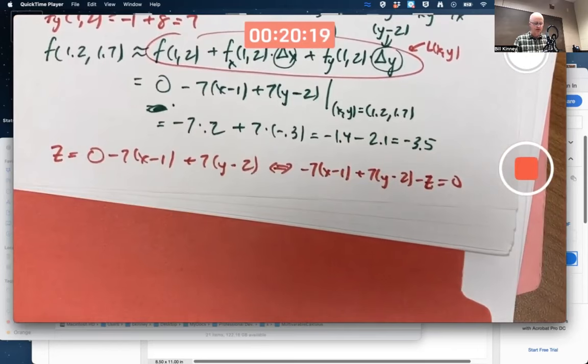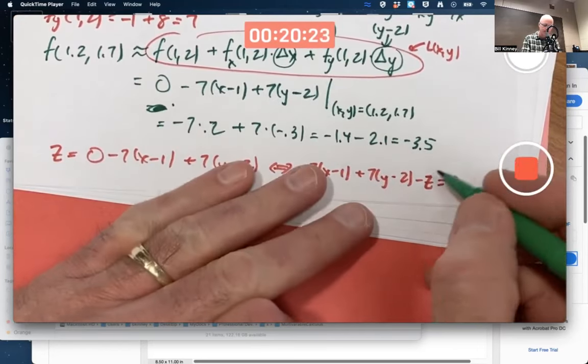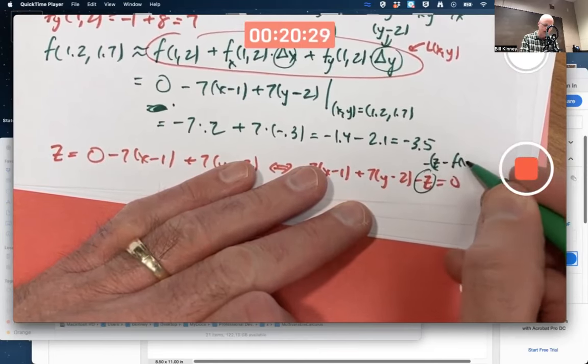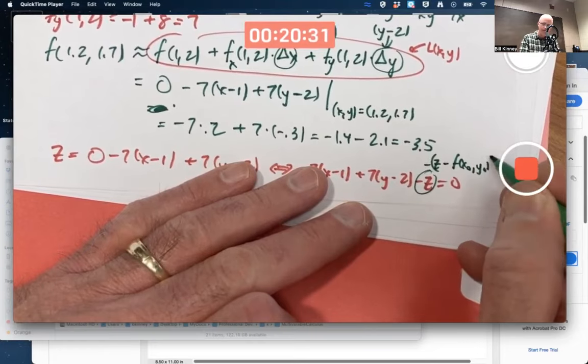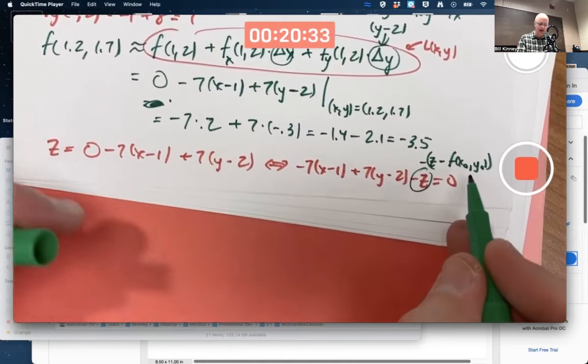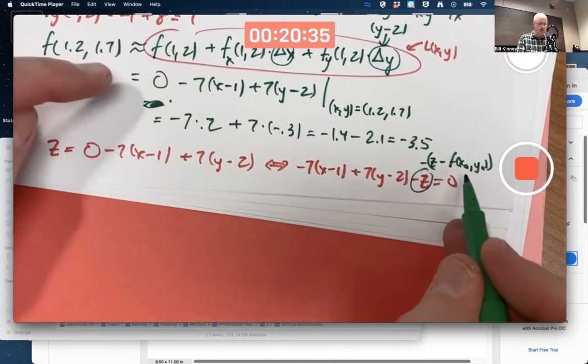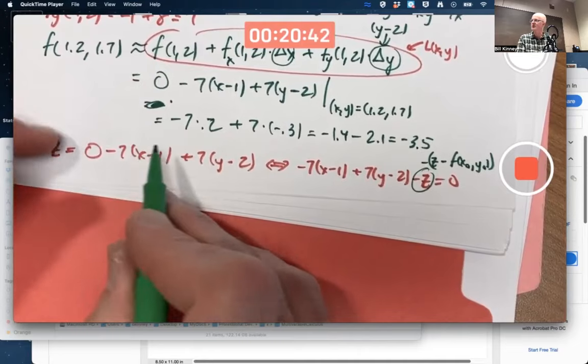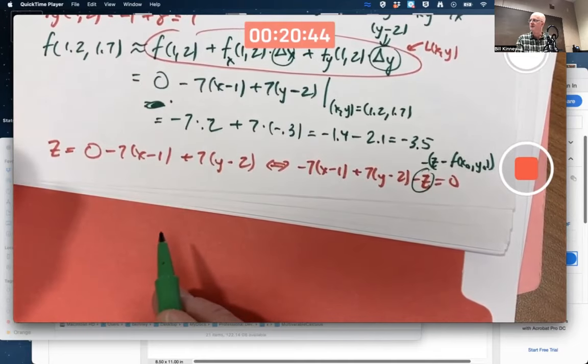0. In general, what you have here is typically written in the book as a minus in parentheses z minus f of x0 y0. But our f of x0 y0 in this problem was 0. So we didn't need it there. I think it's easier to think about the tangent planes in terms of a linear approximation.